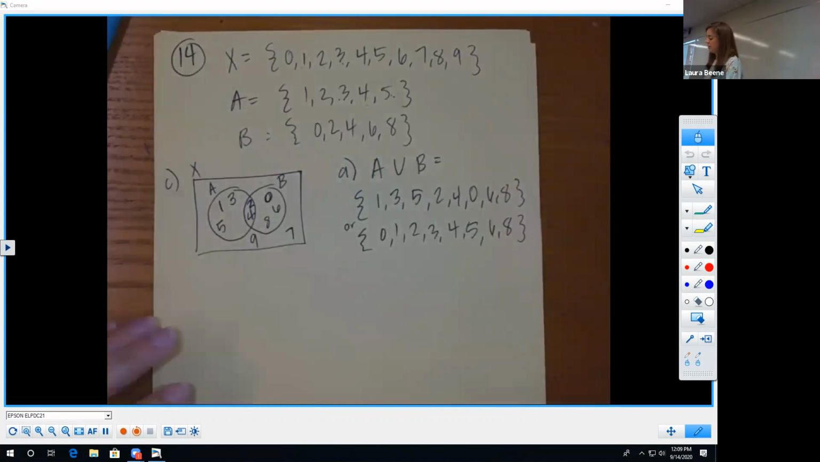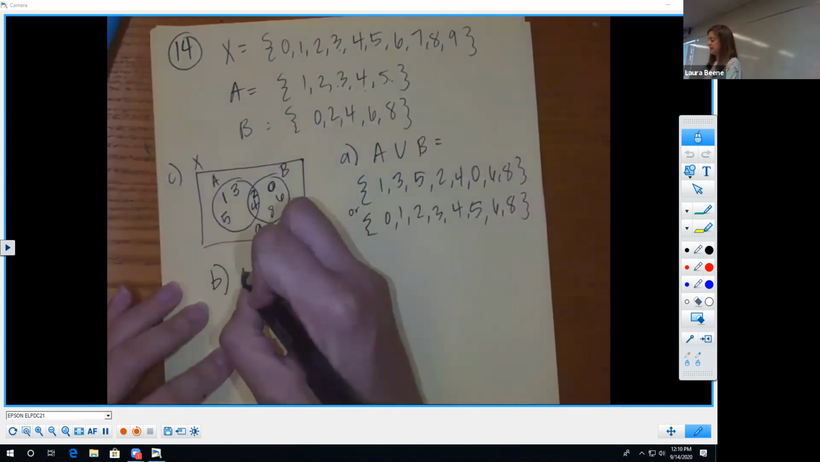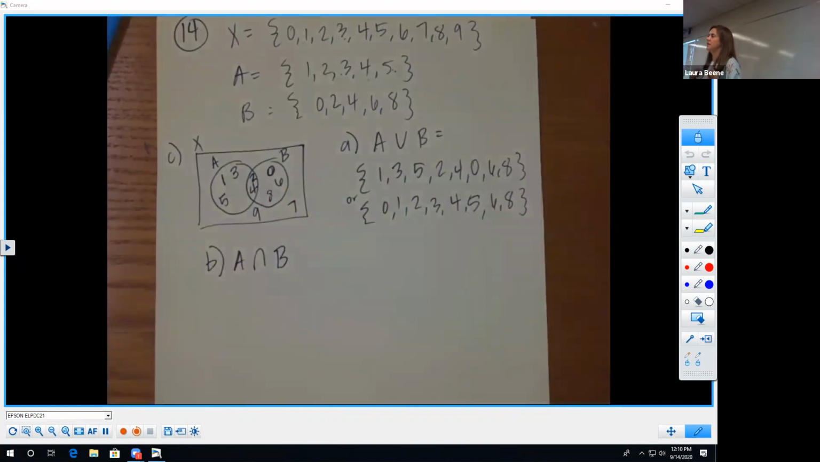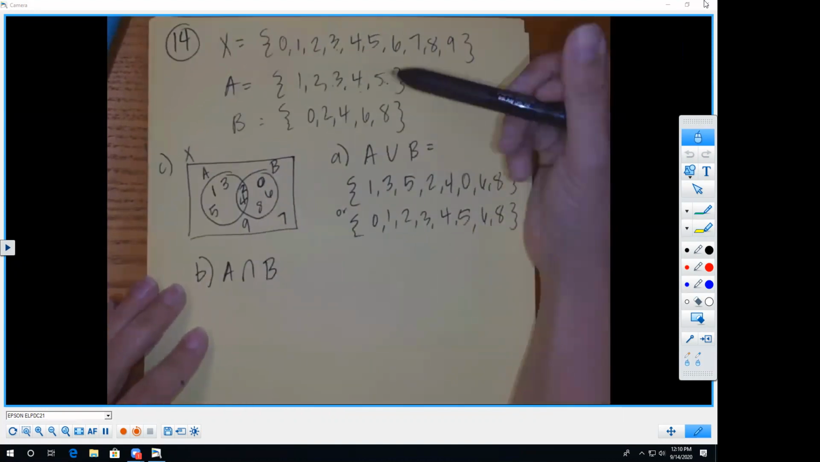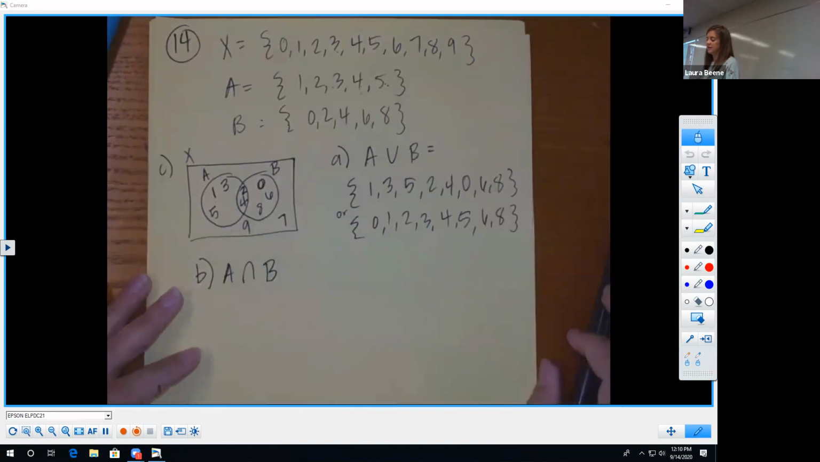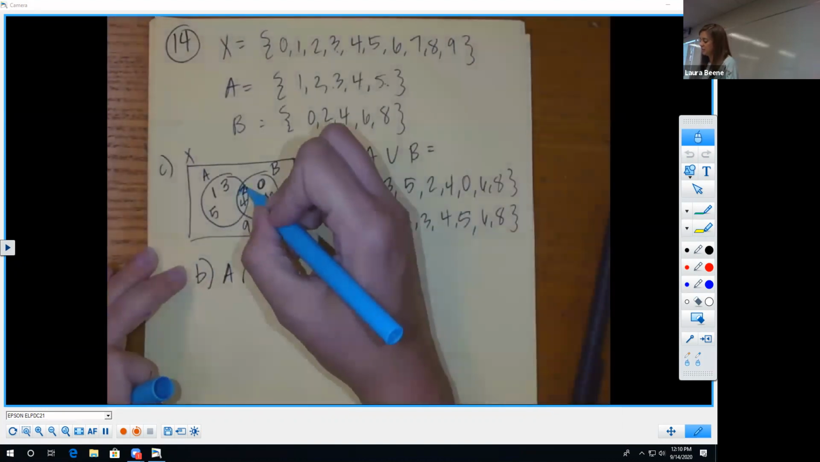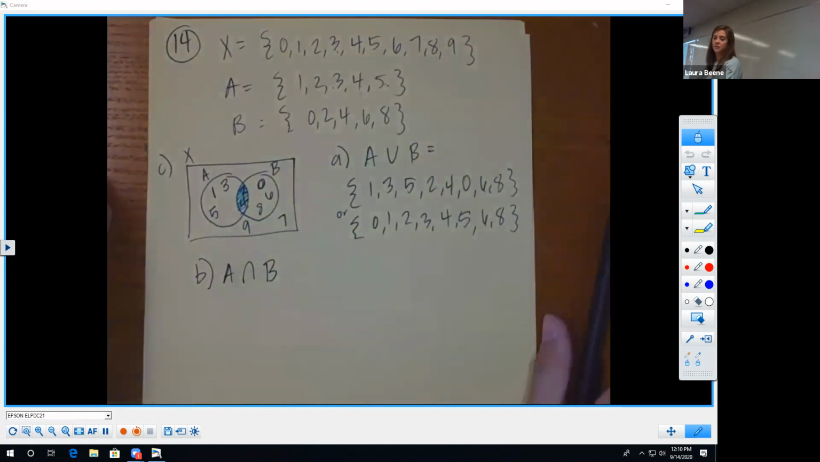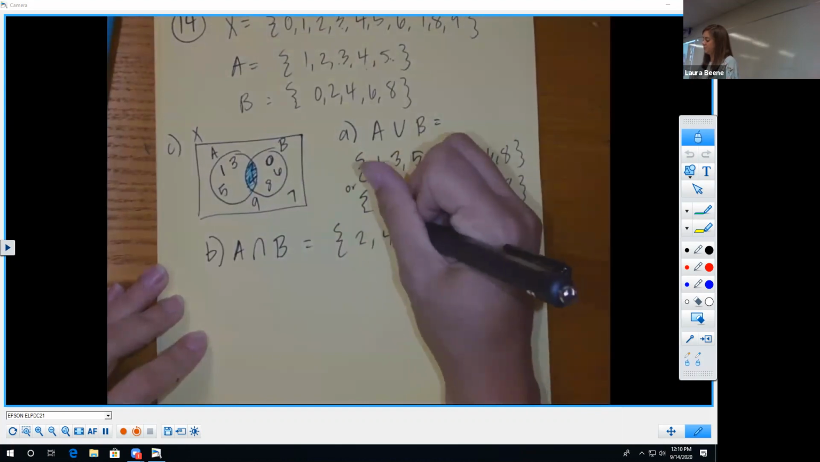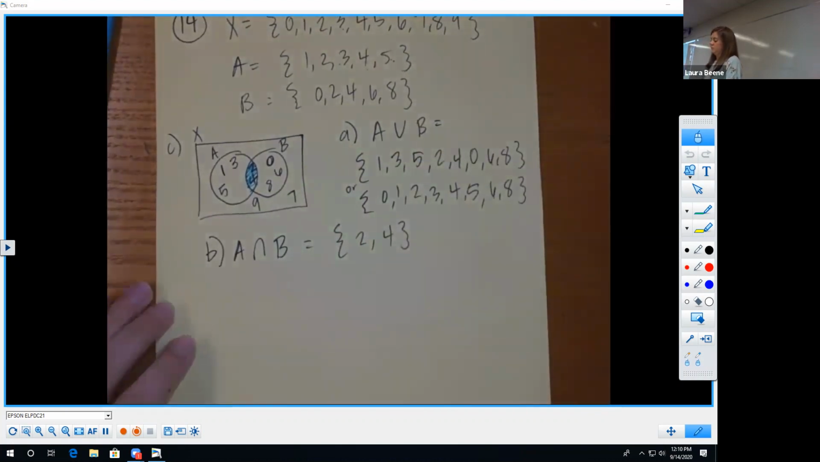For part B, it's A intersect B. So this is the intersection. What numbers do they have in common? Again, you can look at your sets here and compare, or you can look at your Venn diagram. On the Venn diagram, the intersection is going to be that middle part. So that would be the numbers 2 and 4. Questions about that?